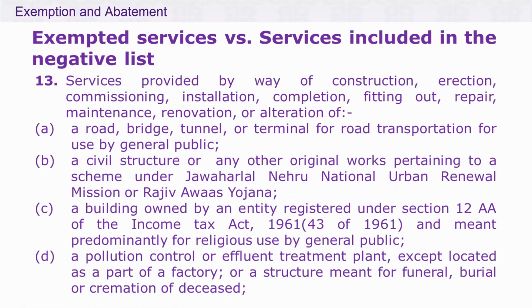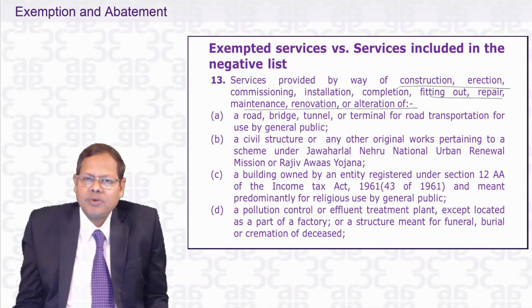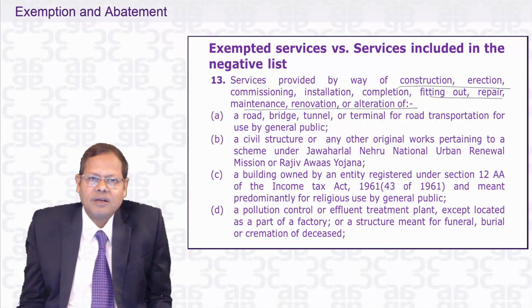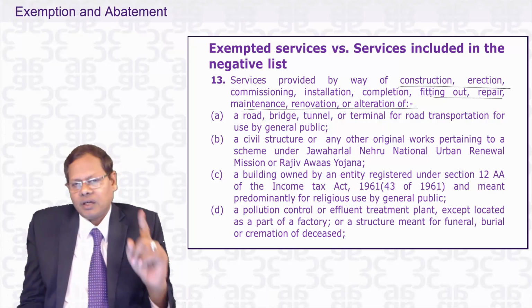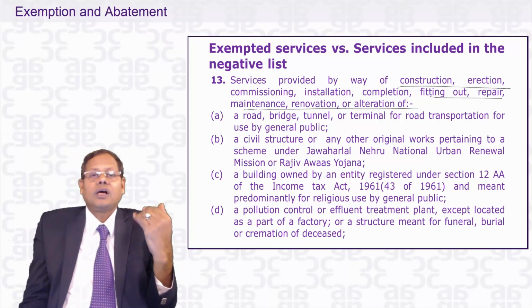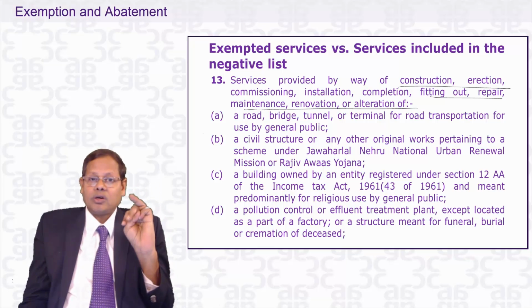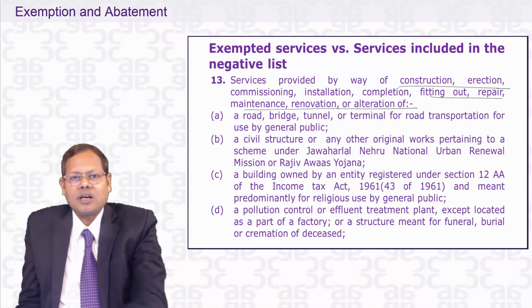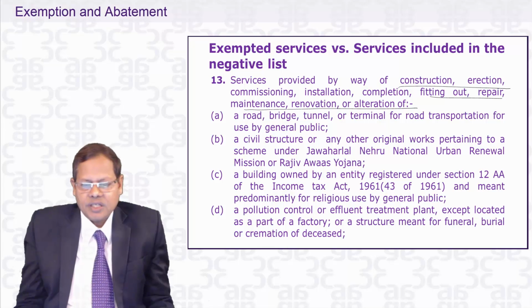And what about the 13th? These ones are very important. Services provided by way of construction, erection, fitting out, repair, the same thing is repeated here. What is there under entry number 12 is there under entry number 13 also. What is the difference here? Tell me what is the difference here? There is a difference. Under entry number 12, the services were received by 3 entities: government, governmental authority or local authority. Here it is common, in general, anybody. These services may be received by anybody.